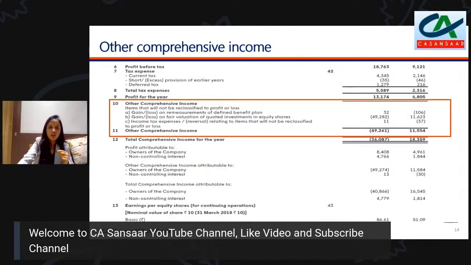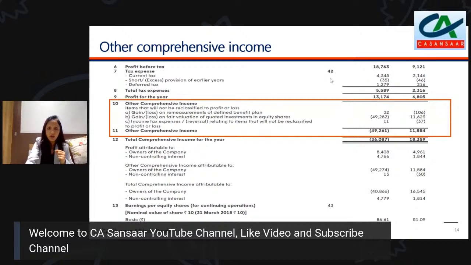So I'll show you one illustrative OCI. This is an extract of the financial statements of a listed company. Up to here there were tax expenses, above that revenue, expenditure, PBT, everything is the same. You arrive at profit for the year. Now, after arriving at profit for the year, you have a second part of the statement called other comprehensive income. They have listed certain items. Only against these items, if you have any gain or loss, do you have to disclose it here. So, for example, gain or loss on remeasurement of defined benefit plan. This is nothing but your actuarial gains or losses.